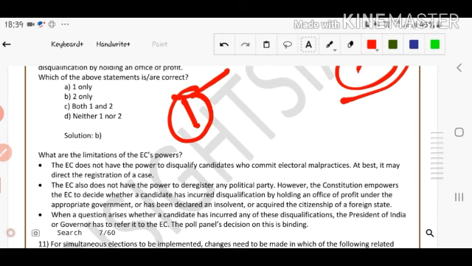Anyway, when a question arises whether a candidate has incurred any of these disqualifications, the President of India or the Governor has to refer it to the Election Commission. The poll panel's decision on this is binding. I think this is wrong. Let us see.